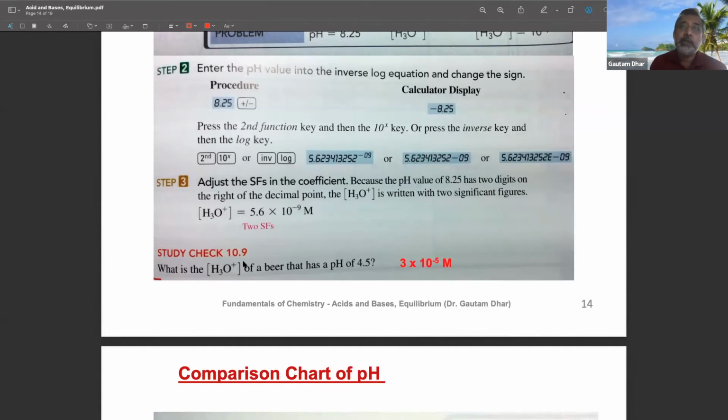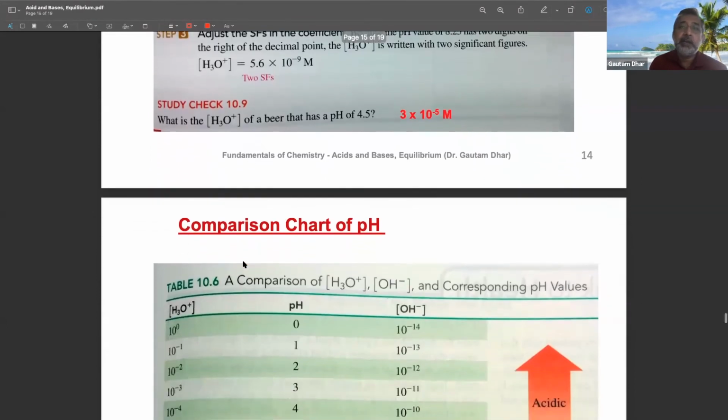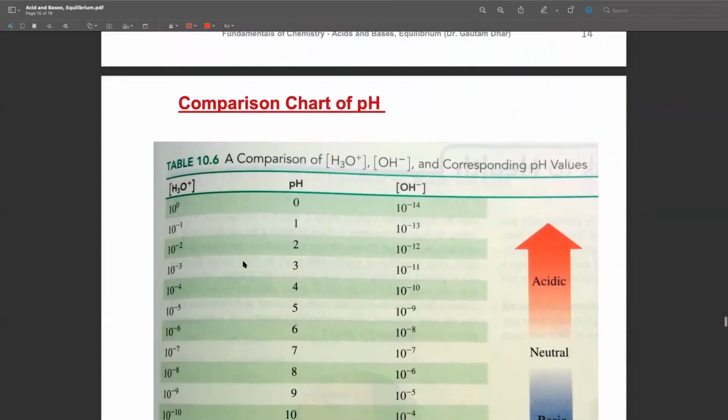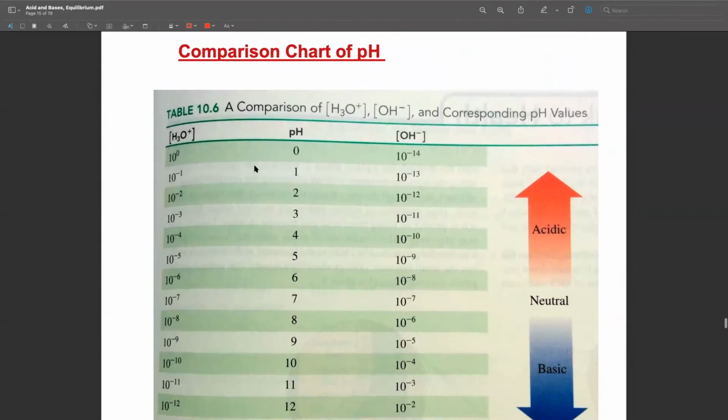So when you give concentration, there must be a molar term. pH is unitless, but when you convert that to concentration, it must be stated in molar. The unit must be there.